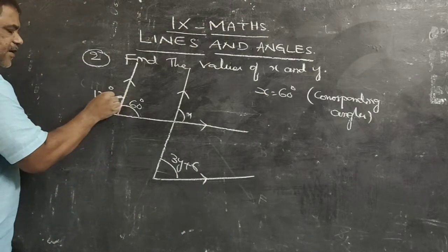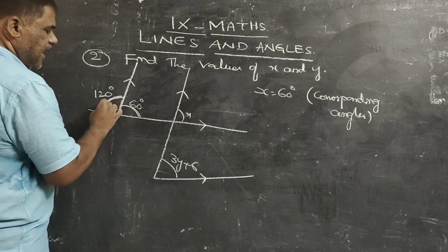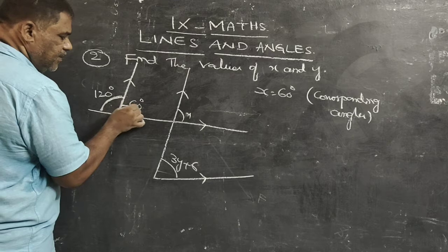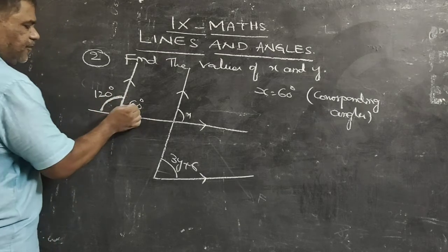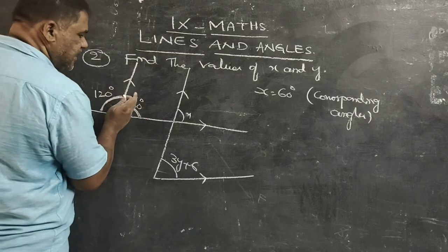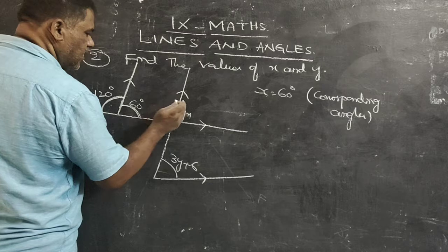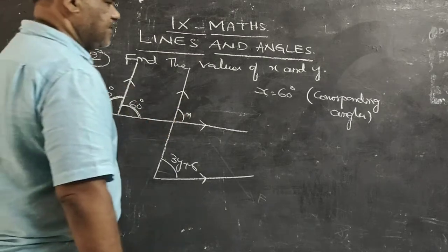This is given as 120 degrees, then the angle will be 60 degrees, because the angle on a straight line is 180. If it is 120, the remaining angle will be 60, so that their sum gives 180. Now if it is 60, on the right side of the line, here also on the right side of the line, x is there. Two angles are equal, they are called corresponding angles.